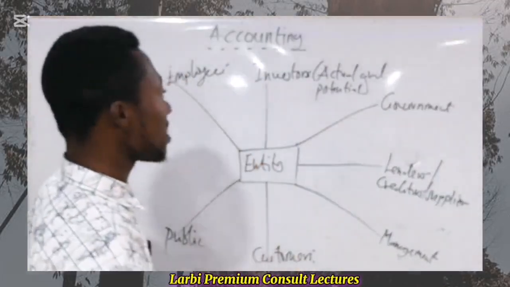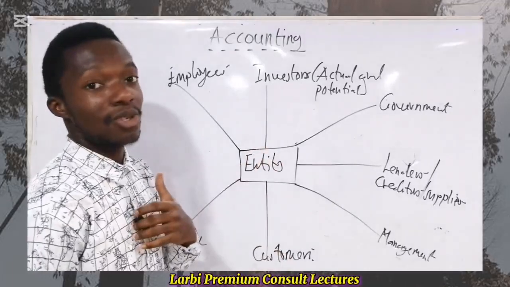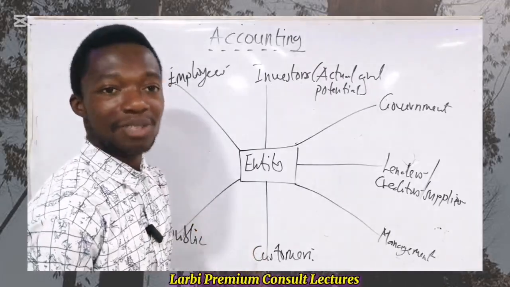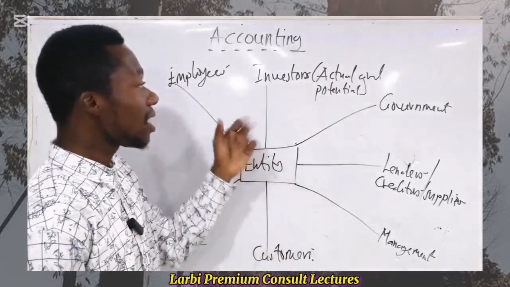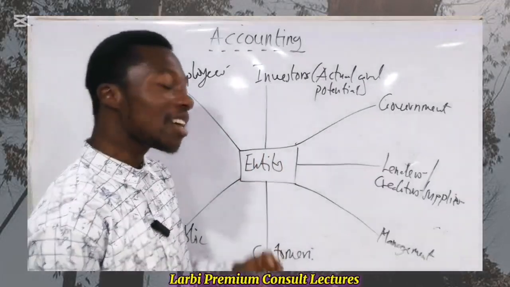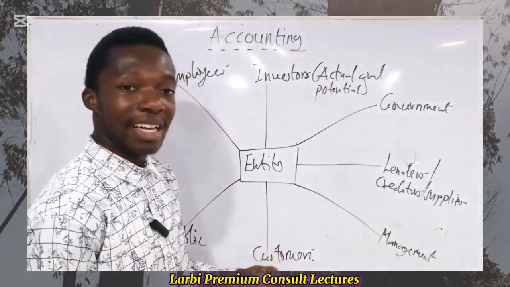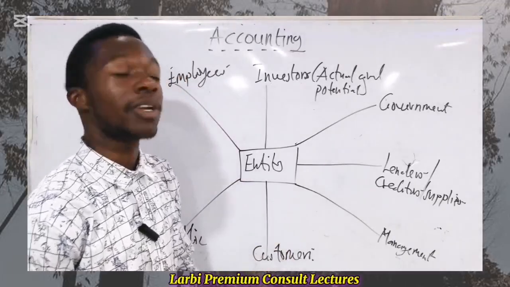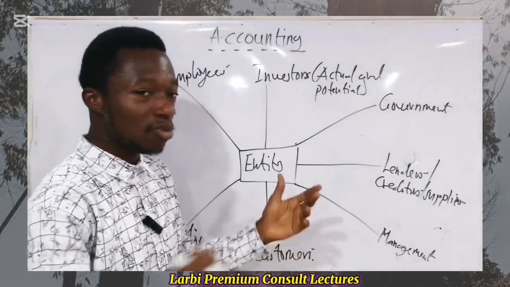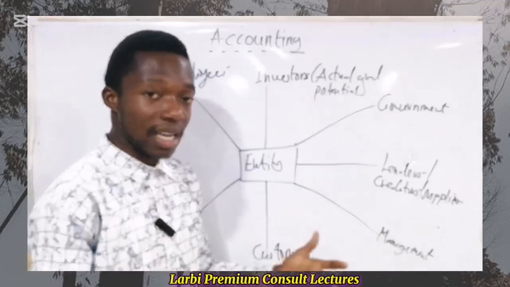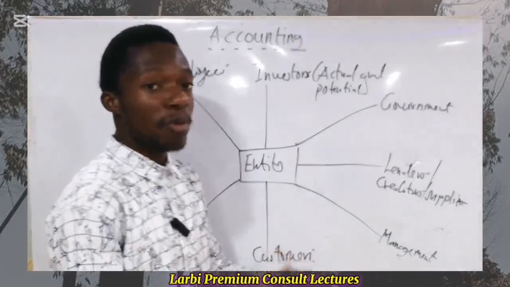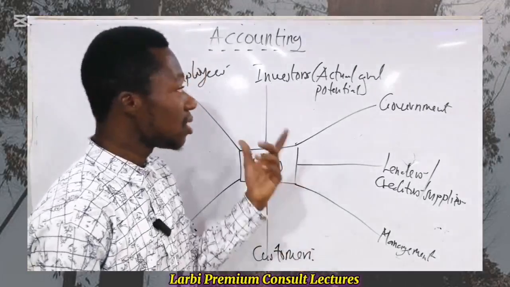So let's begin with the investors. When it comes to these users, we have primary users and secondary users. Investors are one of the key primary users of the accounting information, and I can tell you basically, 100%, that the goal of preparing the accounting information is to meet what?